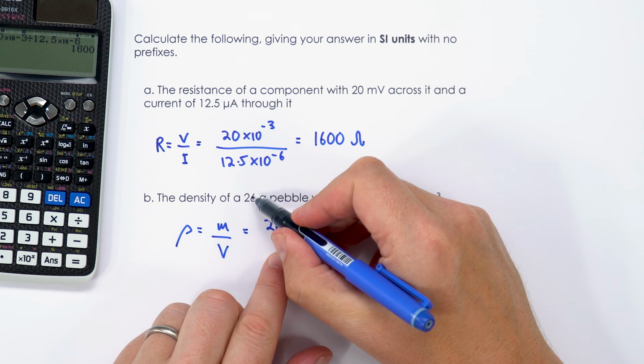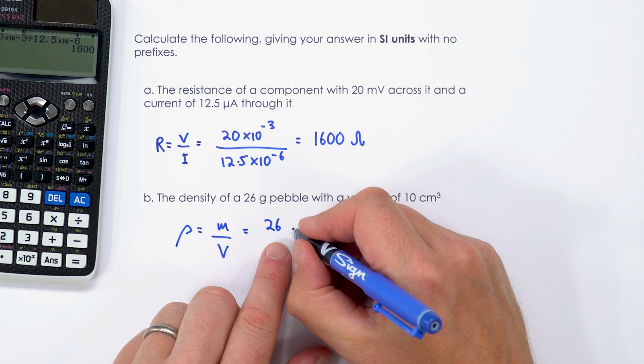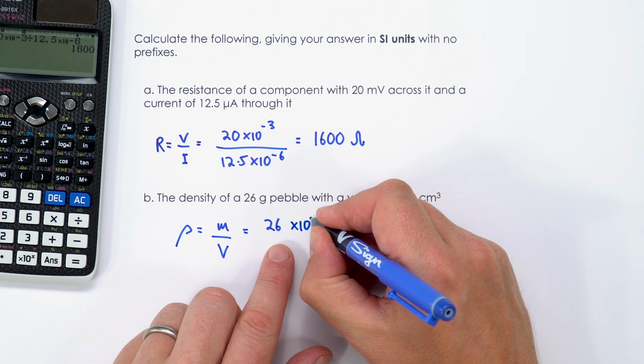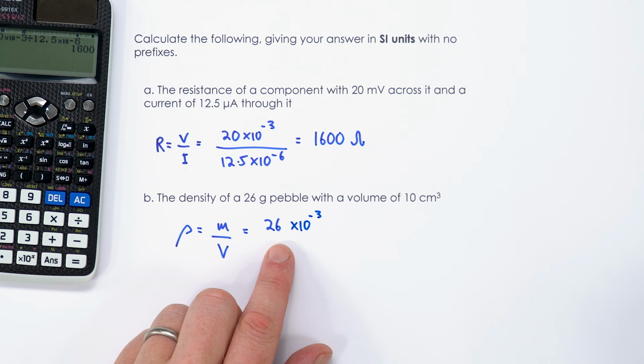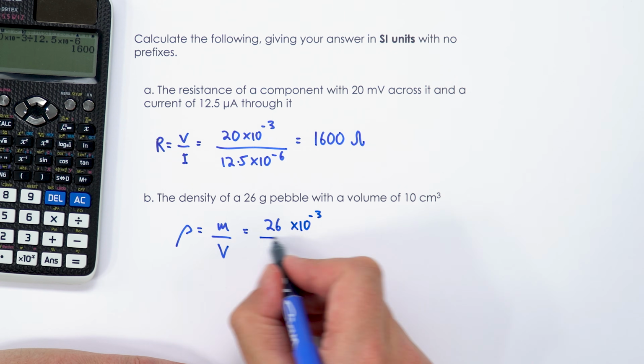But here is another kind of quirk that we have with A-level physics. The standard SI unit for mass is a kilogram, so a gram isn't actually the standard SI unit. In order to actually work out what this is in kilograms, that would be 26 times 10 to the minus 3 kilograms. And we're going to divide that by the volume.